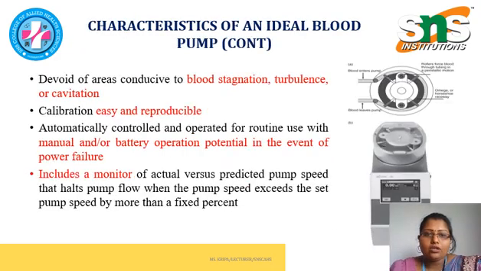It avoids areas conducive to blood stagnation, turbulence or cavitation. Calibration is easy and reproducible, automatically controlled and operated for routine use with manual or battery operation potential in the event of power failure. Includes a monitor of actual versus predicted pump speed that halts blood pump flow when pump speed exceeds the set pump speed by more than a fixed percent.